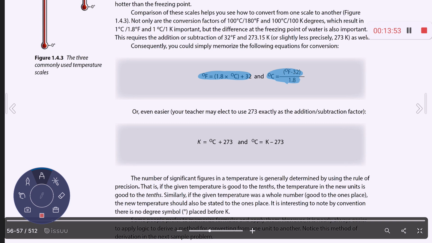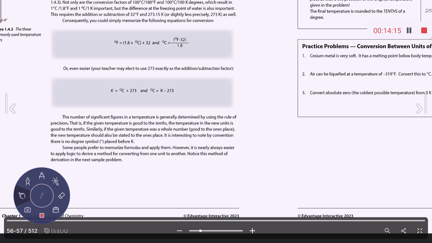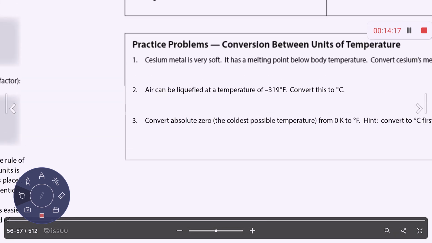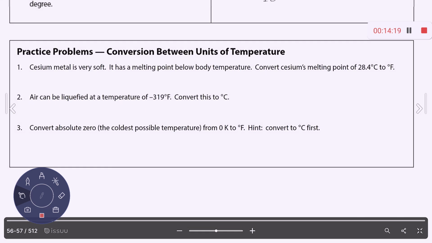For Kelvin, just so you know, there's no such thing as degrees Kelvin. It's just a capital K. So you would take degrees Celsius plus 273 to put it in Kelvin. And then to put it in degrees Celsius, it would be Kelvin minus 273. Okay, let's take a look at the next page at the practice problem that they gave us. I do not give you the equations to perform these unit conversions. You have to memorize them, okay?